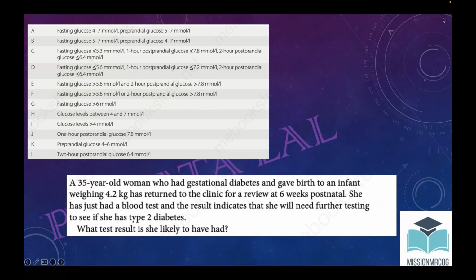Okay, so a 35-year-old woman, gestational diabetes, gave birth to an infant of 4.2 kg, returned to clinic 6 weeks postnatal. She had just a blood test. What result will indicate that she would require to see whether she has type 2 diabetes?